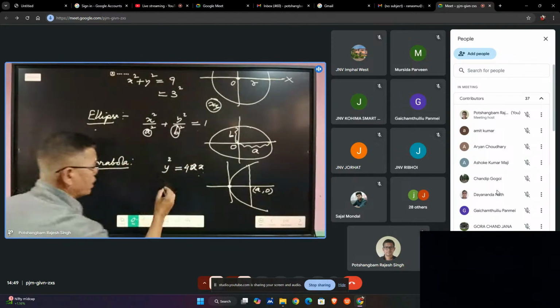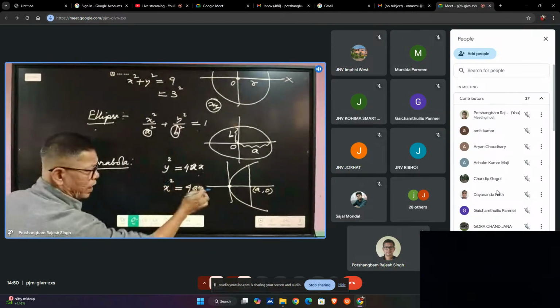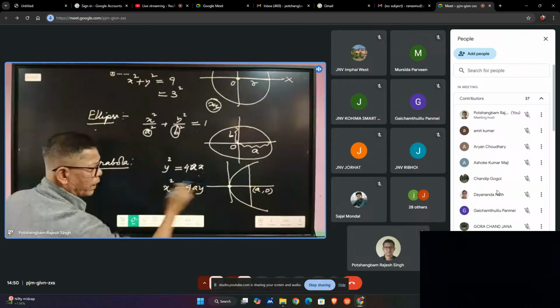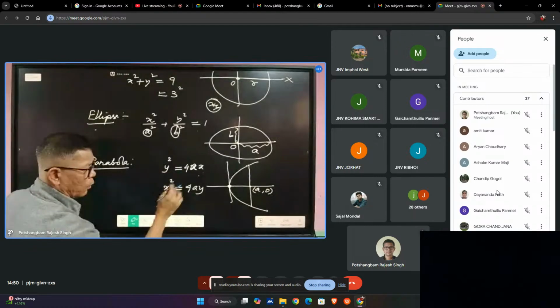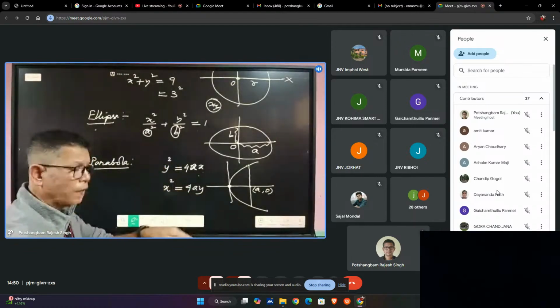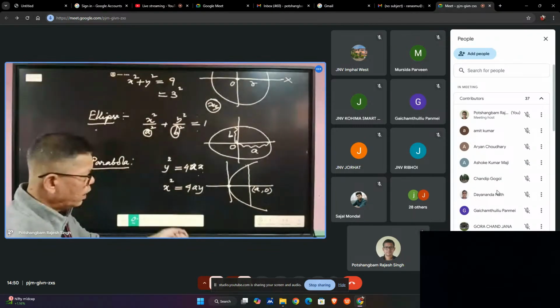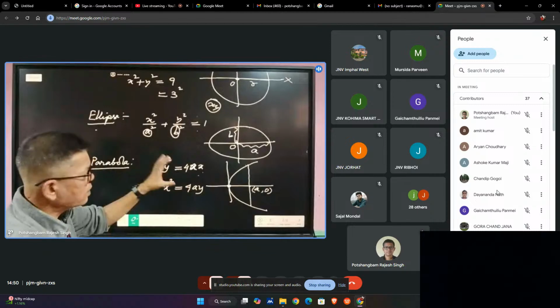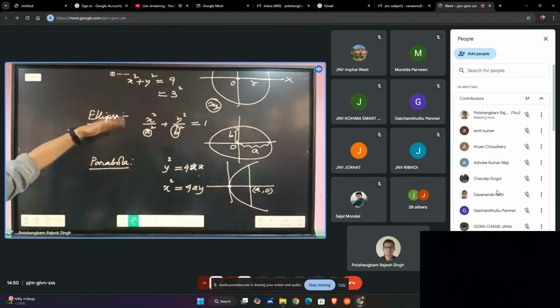The second one is x squared equals 4ay. See, this equation also involves variables x and y. One of the variables, x here, possesses degree 2, whereas y possesses degree 1. So amongst the two variables present in the equation, if one variable possesses degree 2 and the other possesses degree 1, such an equation will be a parabola. These are the things that I would like to revise.